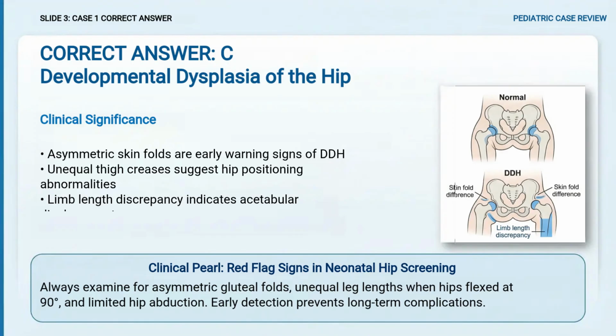Asymmetric skin folds are early warning signs of this condition. Unequal thigh creases suggest hip positioning abnormalities, and limb length discrepancy indicates acetabular displacement. These findings are most reliable in infants under 6 months of age. The key clinical pearl is to always examine for asymmetric gluteal folds, unequal leg lengths when hips are flexed at 90 degrees, and limited hip abduction. Early detection prevents long-term complications.